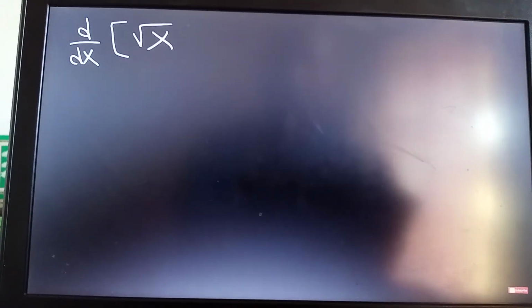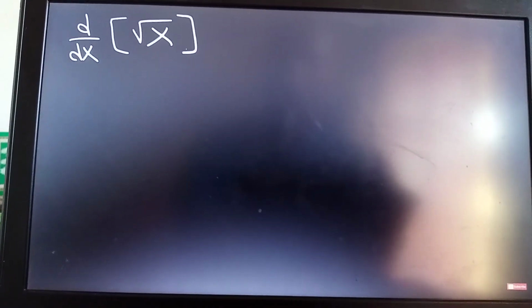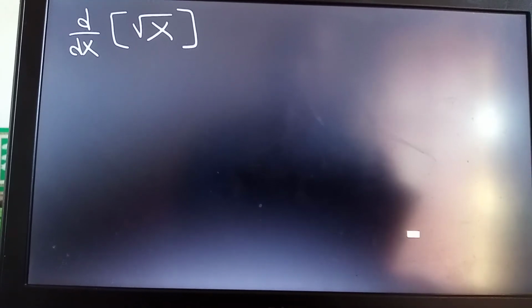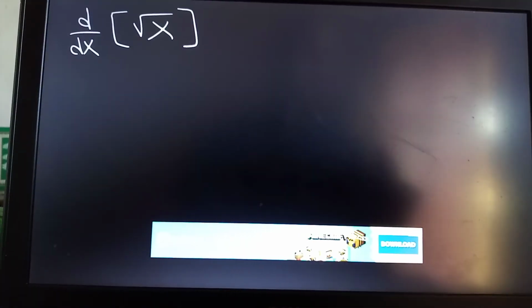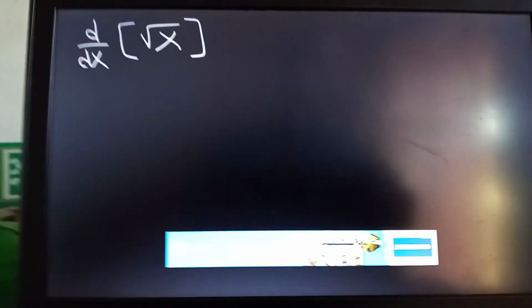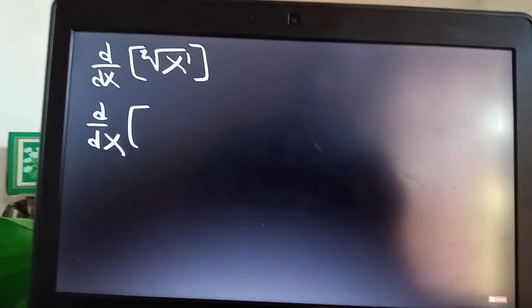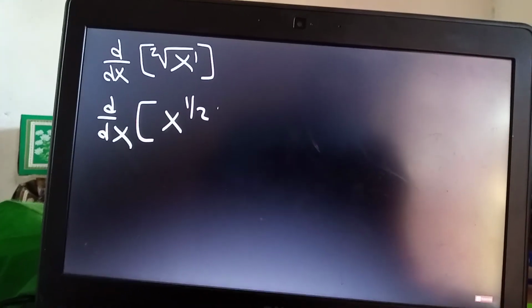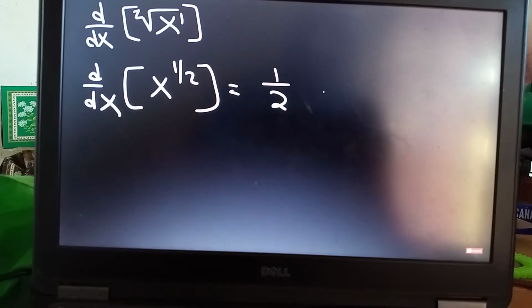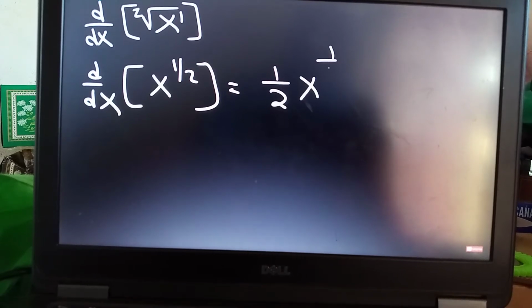Now what about this one? What is the derivative of the square root of x? Go ahead and try that. For this example, we need to rewrite it. This is x raised to the first power, but within a square root symbol, and the index number is a 2 if you don't see a number there. And so the way you rewrite it is like this. It's going to be x to the 1/2. Now we can use the power rule. So it's 1/2 times x raised to the 1/2 minus 1.